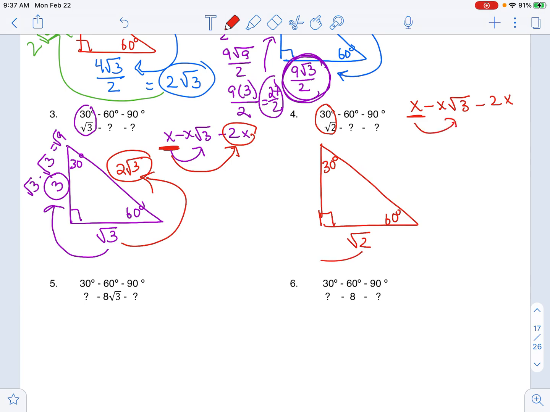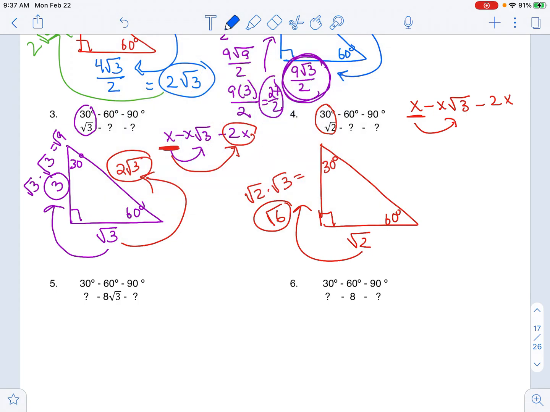So what do I need to do? I need to multiply by square root of 3. Both numbers are underneath the square root, so I can multiply it. So it's square root of 6. And there's nothing else we can do. It's not a perfect square root, so we're done.